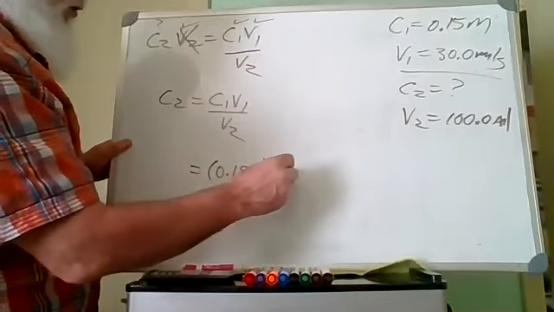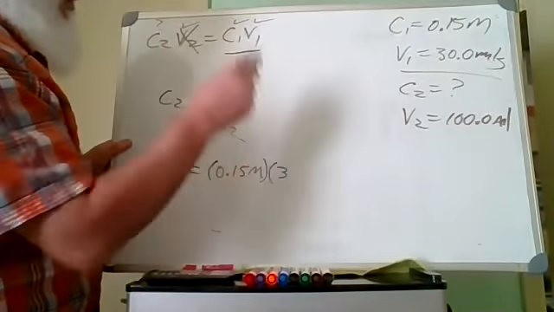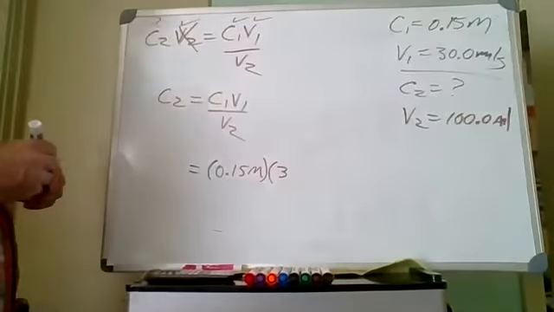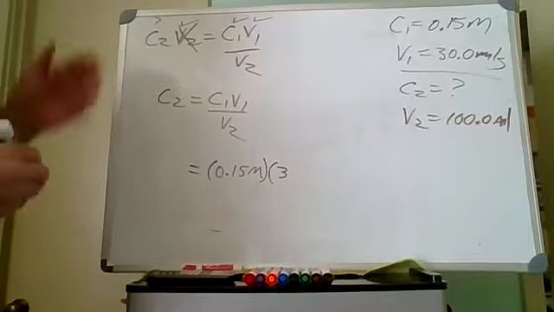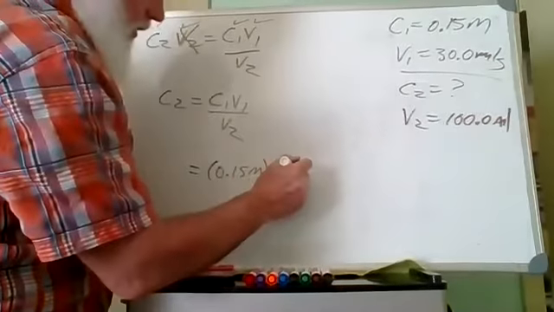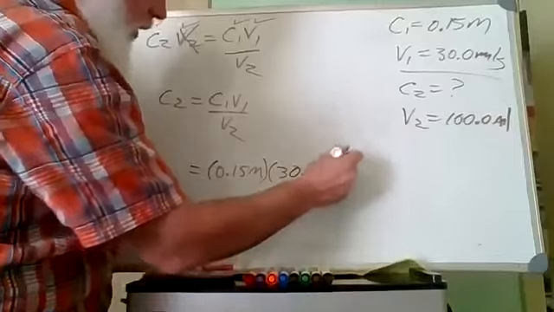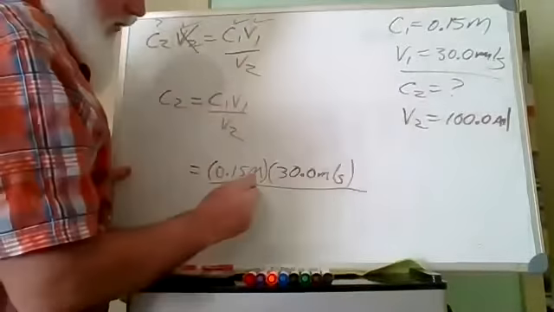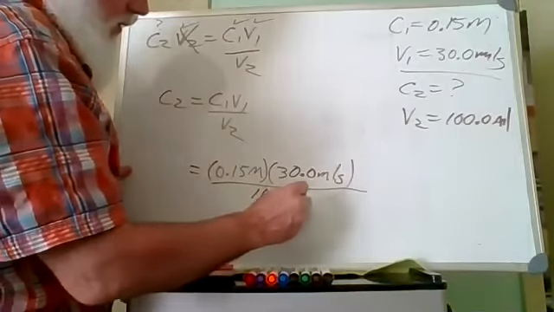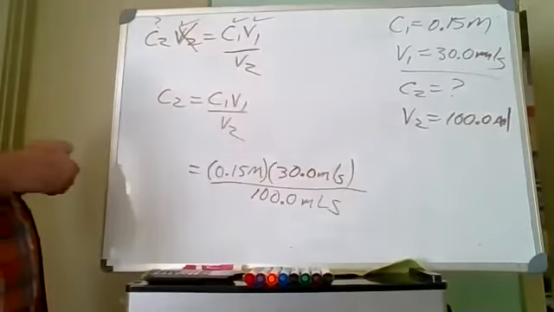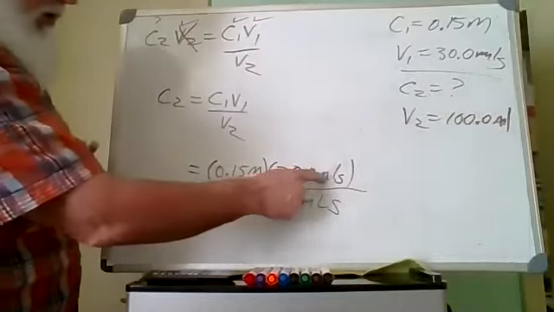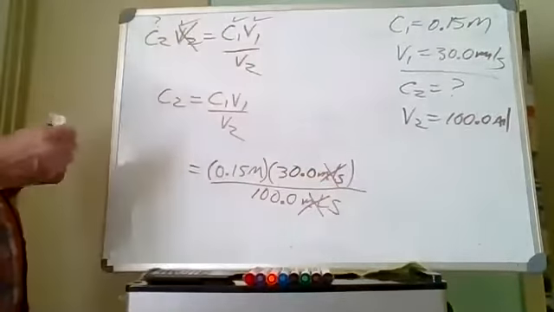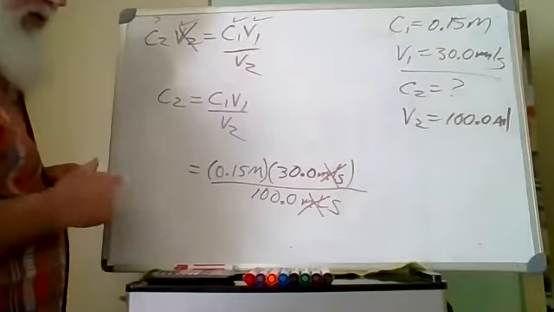V1 is 30 mils. Actually, we should have changed these to liters because we want... actually, no, sorry, we don't need to do that. You'll see why in a moment. Okay, divided by the second volume, which is 100 milliliters. And this is why we did not need to convert to liters. Because if you look right here, the milliliters cancel. So it's just extra work to convert it into liters.